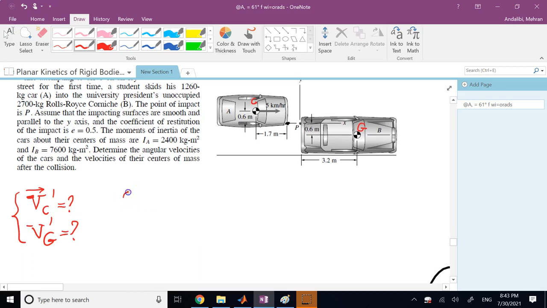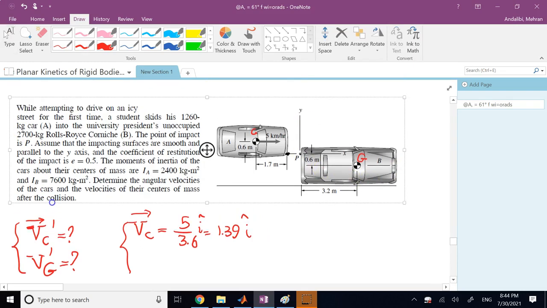And before impact, we have the numbers. So before impact, V of C is clearly so many units in the i direction, so it's 5 kilometers per hour. If I divide it by 3.6, I get it into meters per second, which is going to be 1.39, and it is in the i direction. We use x to the right as the problem says and y upward, and z is out of the board toward us.